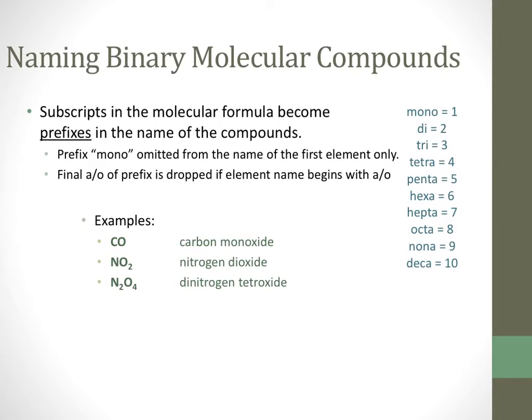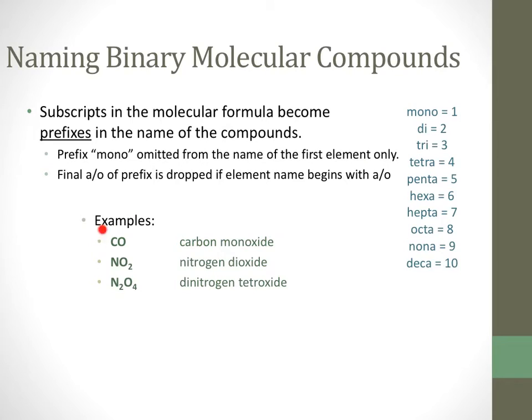The ending of the second nonmetal gets changed to "ide", just like in naming binary ionic compounds. The difference is the first nonmetal is also named and its ending isn't changed. The second point is that you have to indicate in the name how many of each are present. So you have to use these Greek prefixes: mono for one, di for two, etc. You exclude the mono prefix for the first element only. But if there's more than one of the first element, that has to be included in the name.